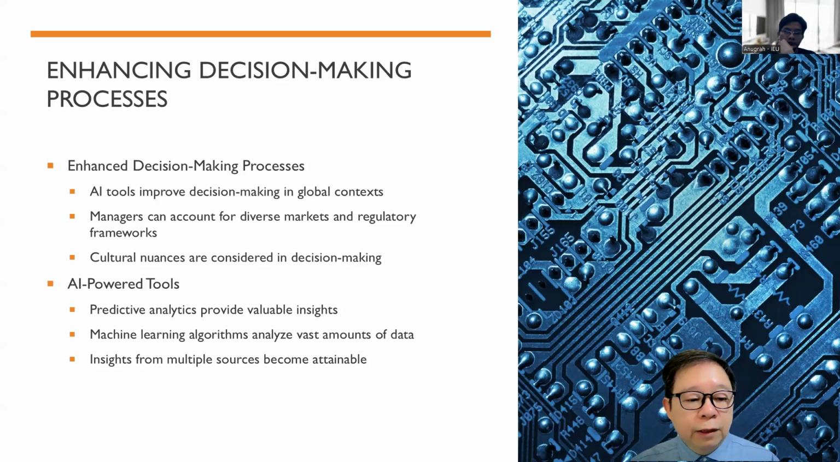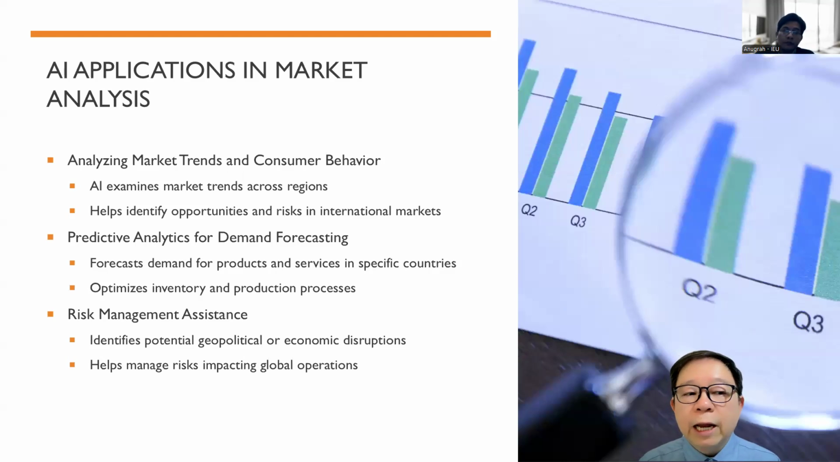AI-powered tools: what kind of tools can we use for our international management? Predictive analysis provides very useful insight. Also, machine learning algorithms analyze huge amounts of data. And finally, we are able to obtain good insight from various sources. So, AI application in market analysis. We hope that we can analyze market trends and customer behavior. Yes, AI can explore market trends across different regions. It can help us to identify opportunities. At the same time, we can also find out the potential risks in the international market.